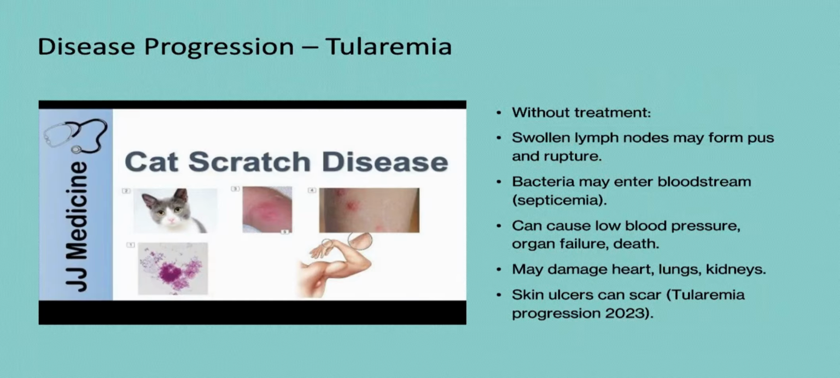This slide is talking about how, if tularemia isn't treated, it can get worse over time. The lymph nodes can swell up and even form pus. Sometimes the bacteria spread into the blood, causing a serious infection. This can lead to low blood pressure and organ damage, like the heart and kidney, and the skin ulcer can also leave a scar after healing.